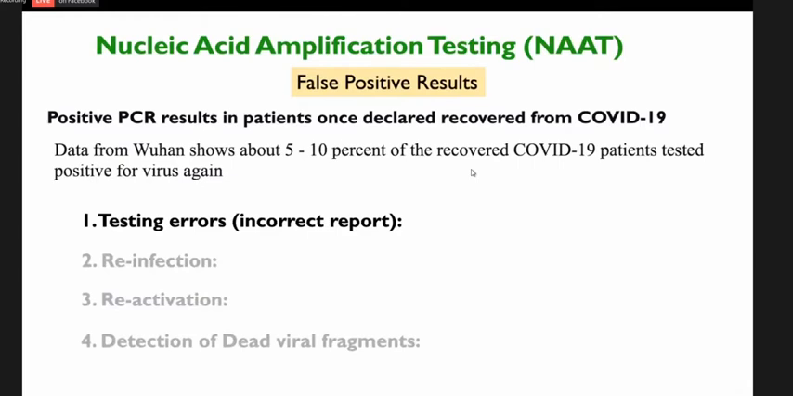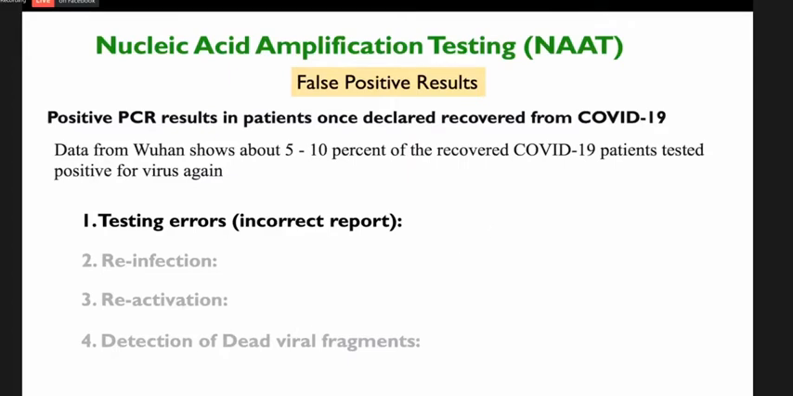The first one can be testing error. False negative results are not uncommon in PCR testing. If the PCR test performed before discharging a patient is false negative because of flaws in the testing process, and the PCR result becomes positive during follow-up after recovery, it is not appropriate to say that the patient has been reinfected.